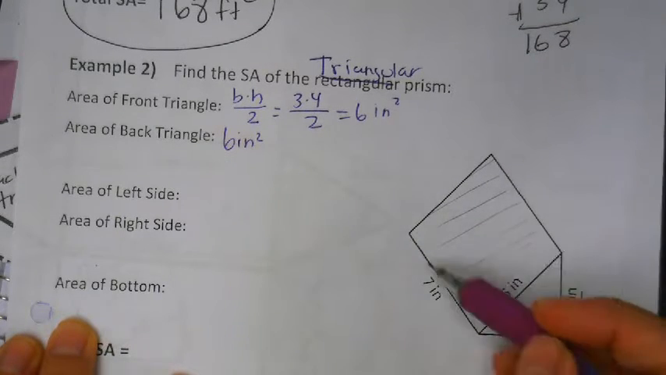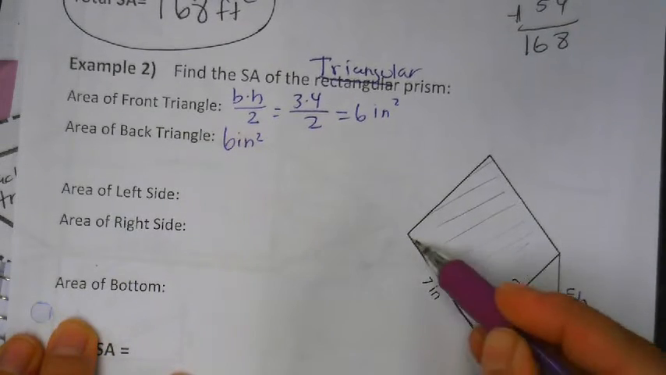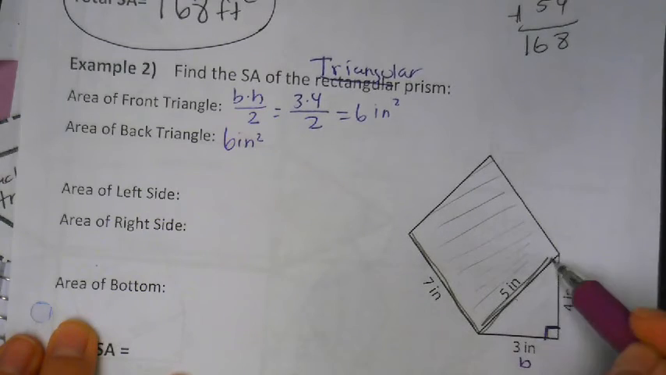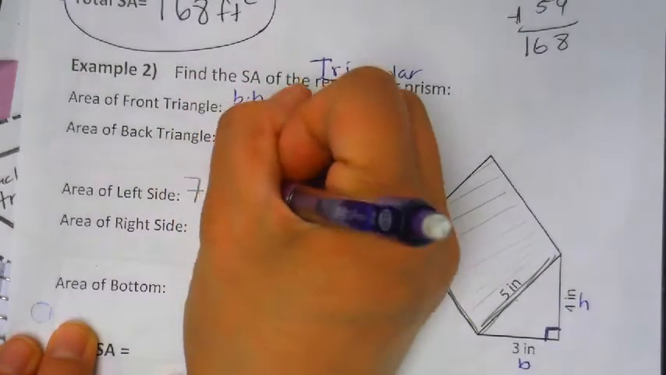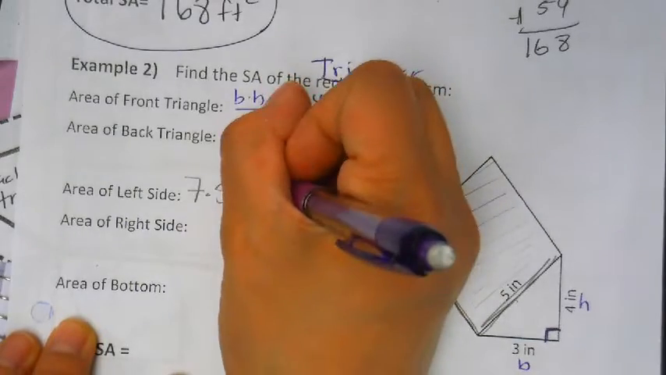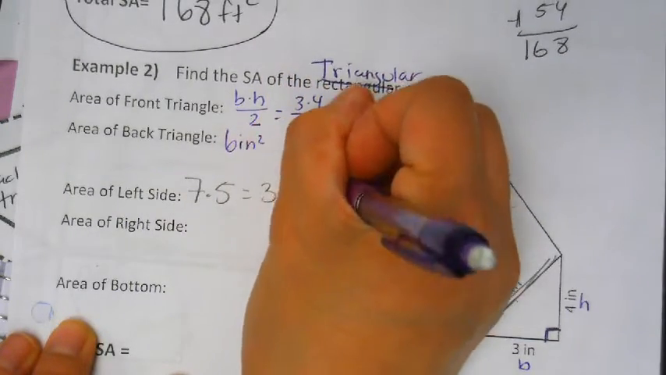So what is this measurement? 7. What is this measurement? 5, right? So we're going to write that down. 7 times 5. What is 7 times 5? 35 inches squared.